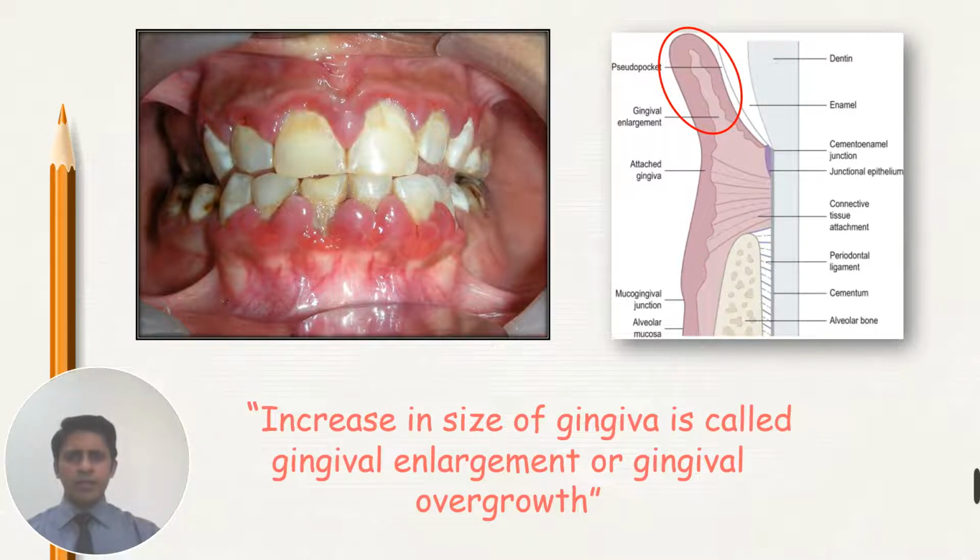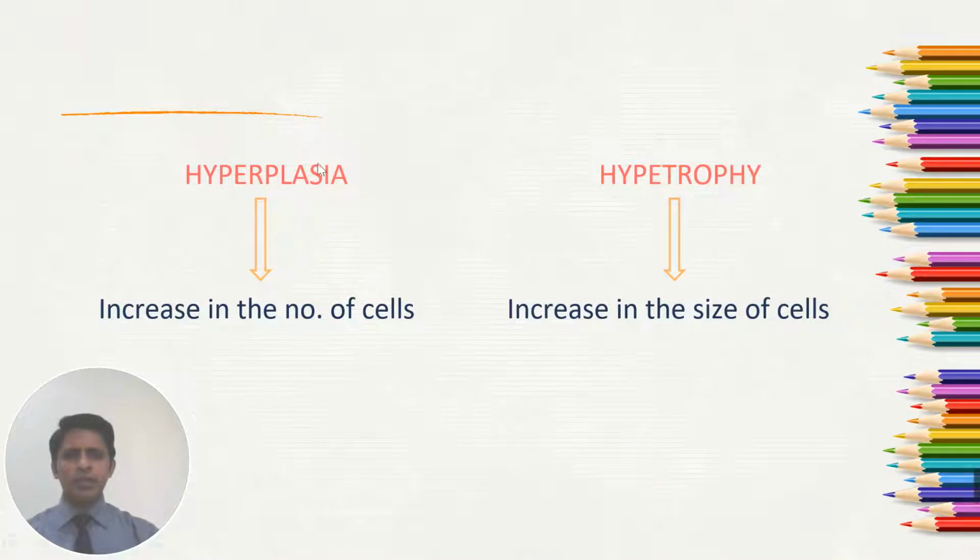Before coming to the classification of gingival enlargement, first we will see two terms, that is hyperplasia and hypertrophy. Hyperplasia is nothing but the increase in the number of cells, and hypertrophy is nothing but the increase in the size of the cells. So in hyperplasia the number of cells is increasing, and in hypertrophy the number of cells is the same but the size of the cells is increasing.